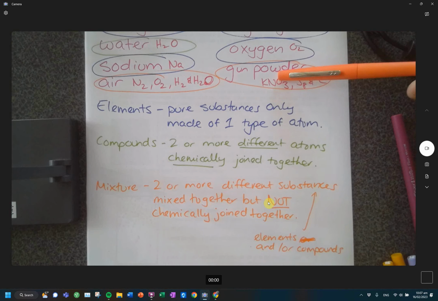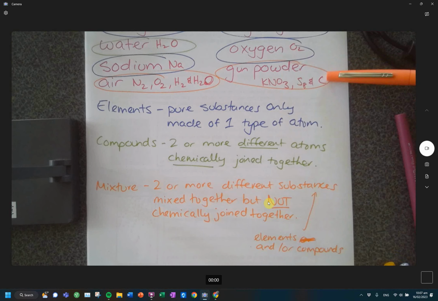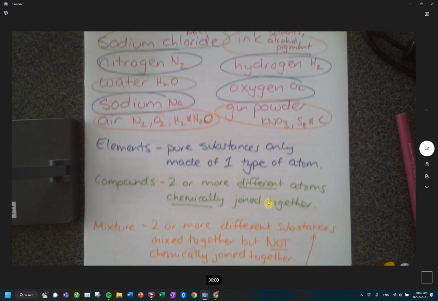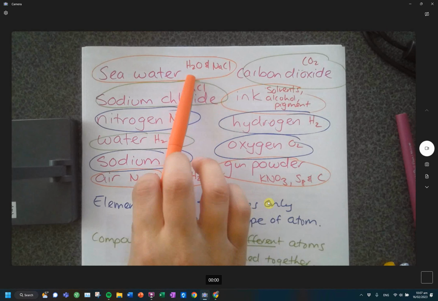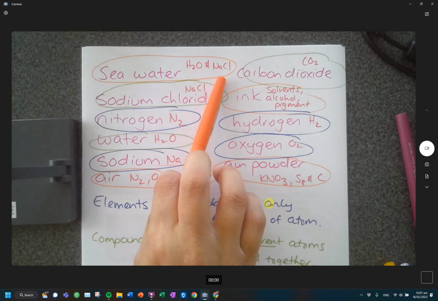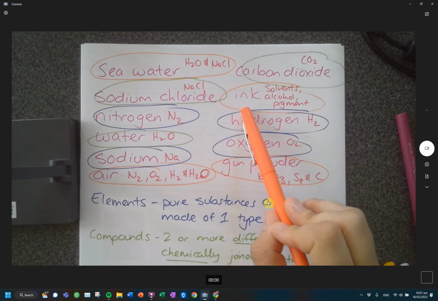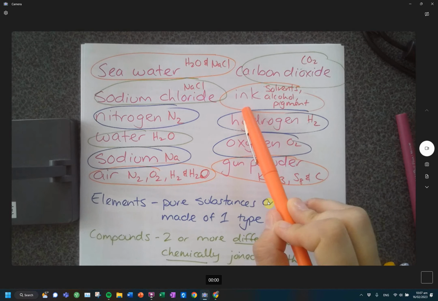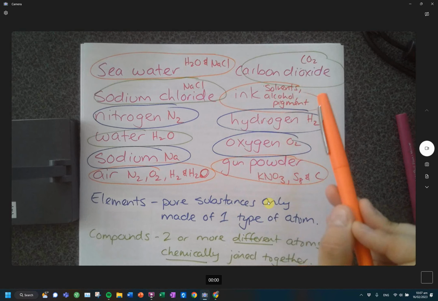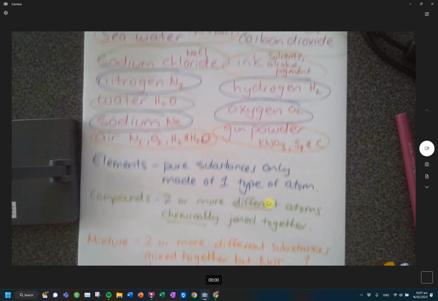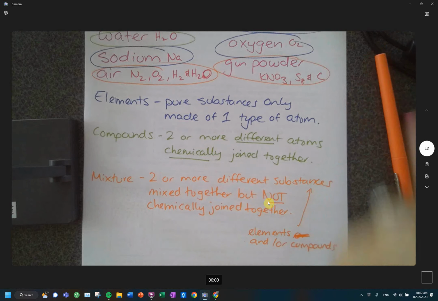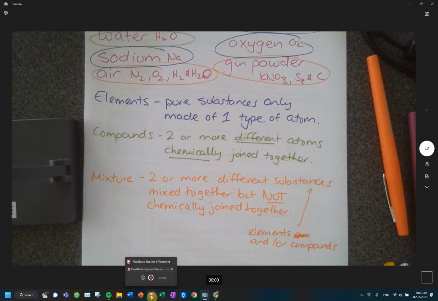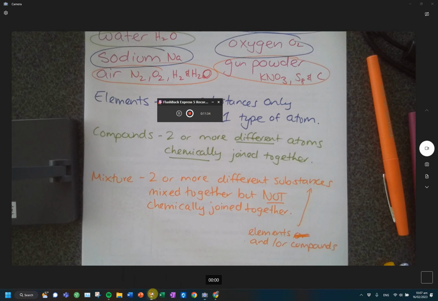Potassium nitrate is a compound, sulfur is an element, carbon is an element. I'm just going to move it down. Hope you guys don't mind. I'll move it back. Seawater, for example, that's a mixture of compounds. We have water and sodium chloride, which is just your table salt. Ink is an example of a mixture of probably compounds as well, with the solvents, the alcohol, and some pigments. So those are our 3 vocabulary words that we were looking for. I'll leave that up to give you guys a chance to get that down, and then we have another round.